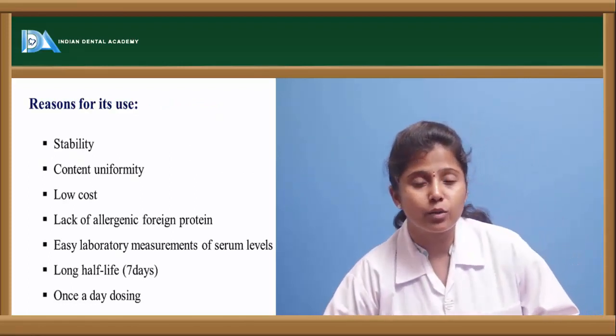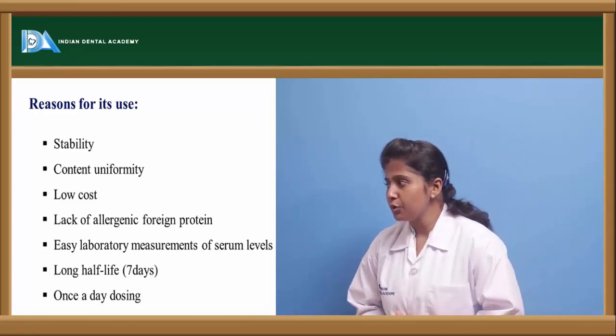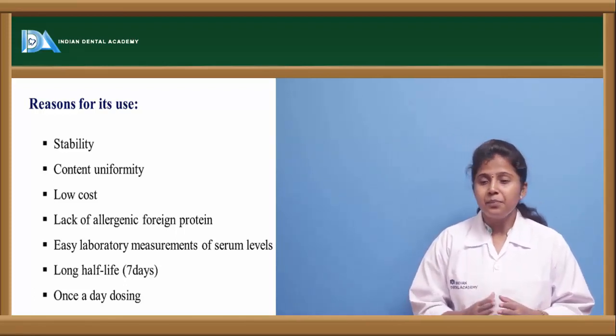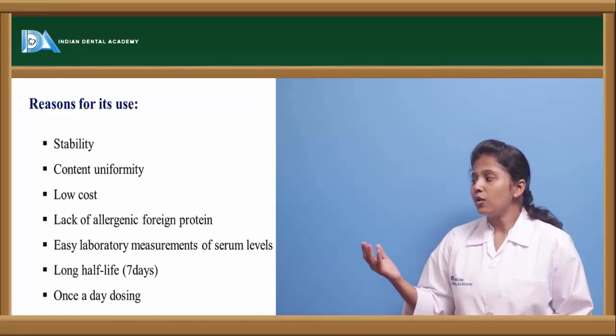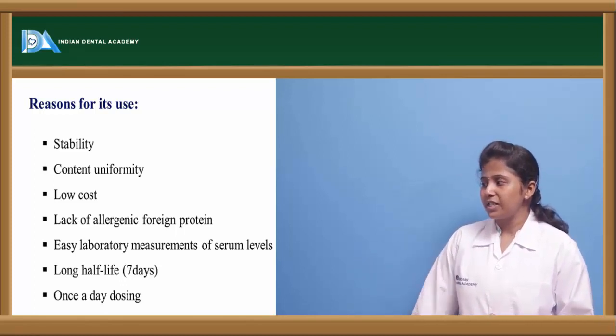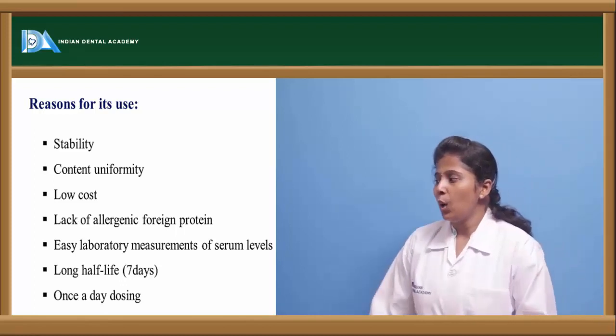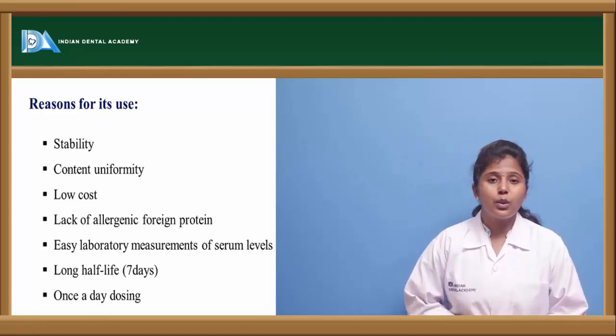Why is levothyroxine useful? Why should it be used? Levothyroxine is used for its stability, content uniformity, low cost, lack of allergic foreign protein, easy laboratory measurement of serum levels, long half-life, and once a day dosing. All these are the advantages of giving levothyroxine.